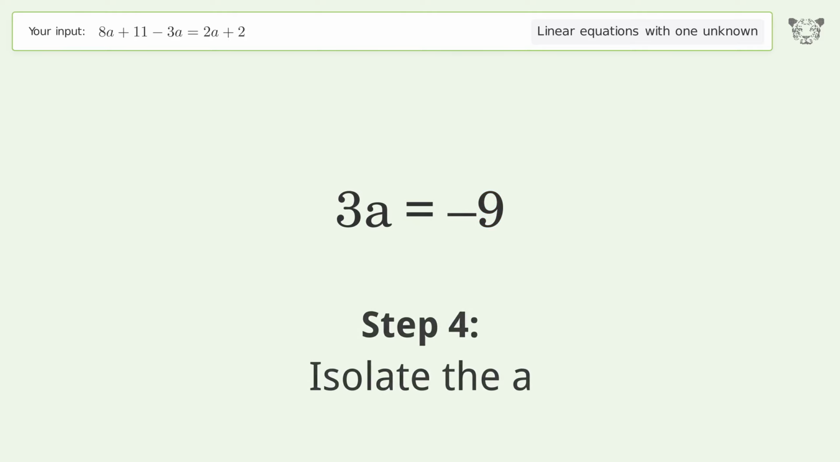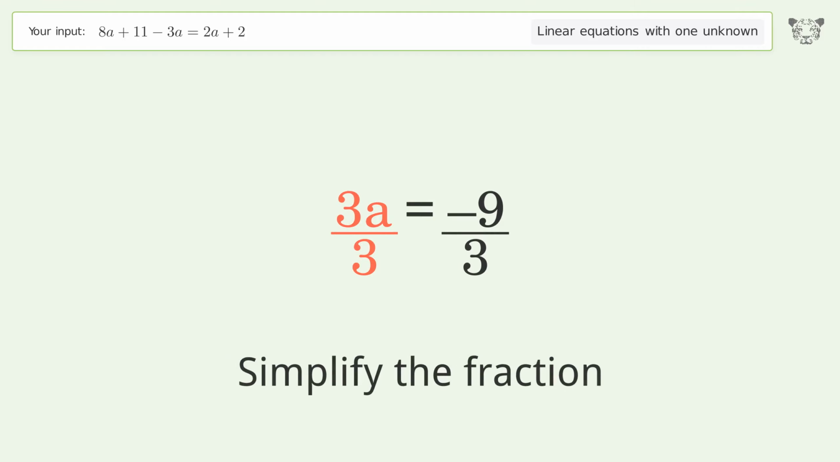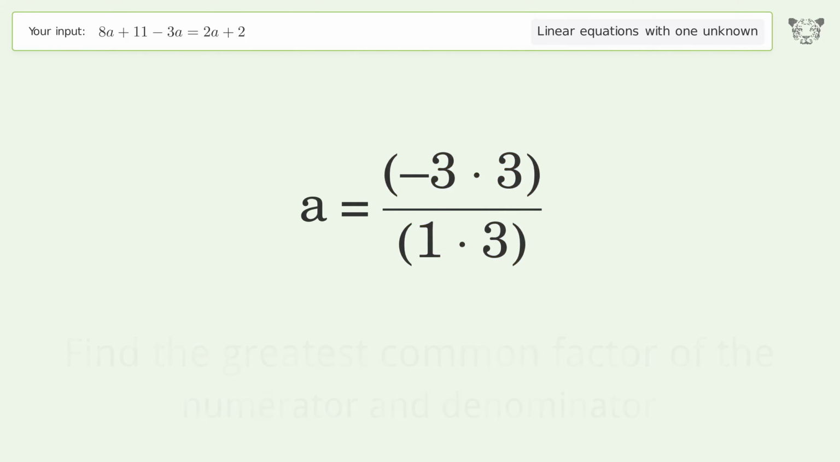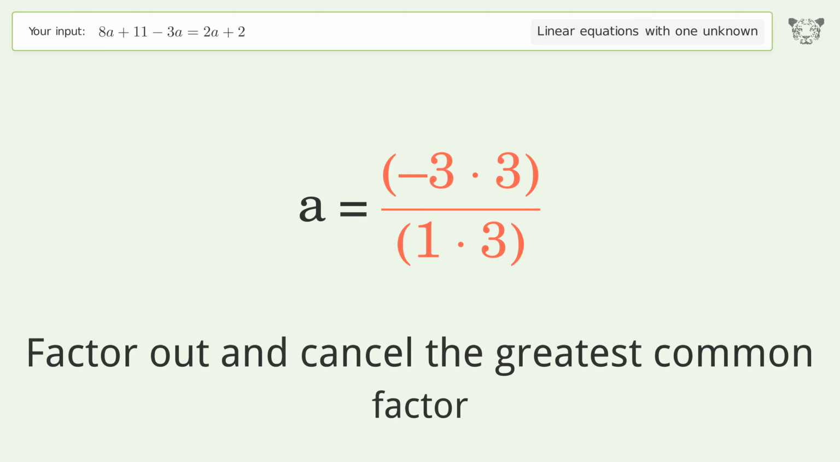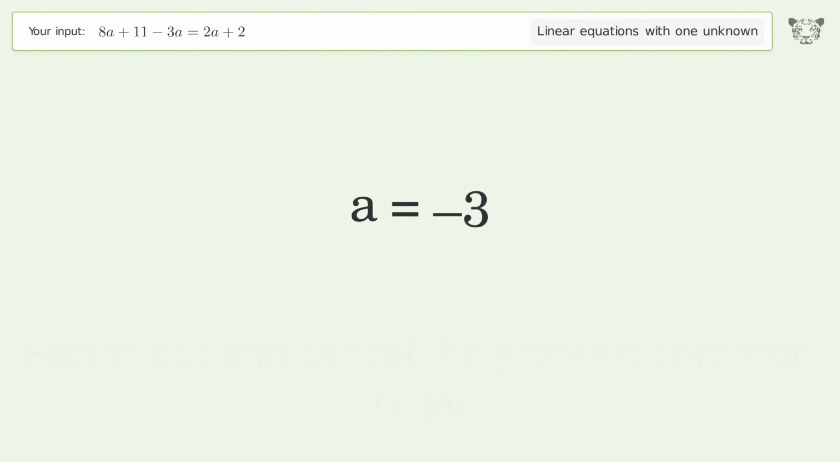Isolate the a. Divide both sides by 3. Simplify the fraction. Find the greatest common factor of the numerator and denominator. Factor out and cancel the greatest common factor. And so the final result is a equals -3.